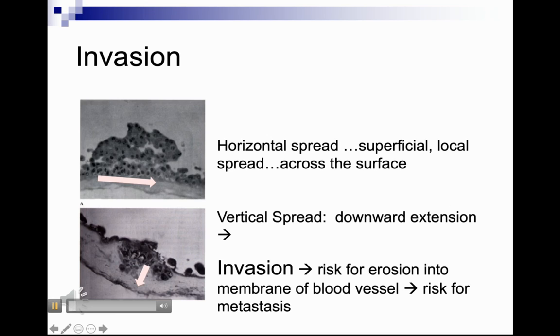Cancer can invade and go horizontally, superficial local spread across the surface, or go vertical, downward extension. Certainly, if you invade, there's risk for erosion into membranes of blood vessels or lymphatics, and that risks metastasis. Horizontal versus vertical spread is something that you might find reported on a pathology report.